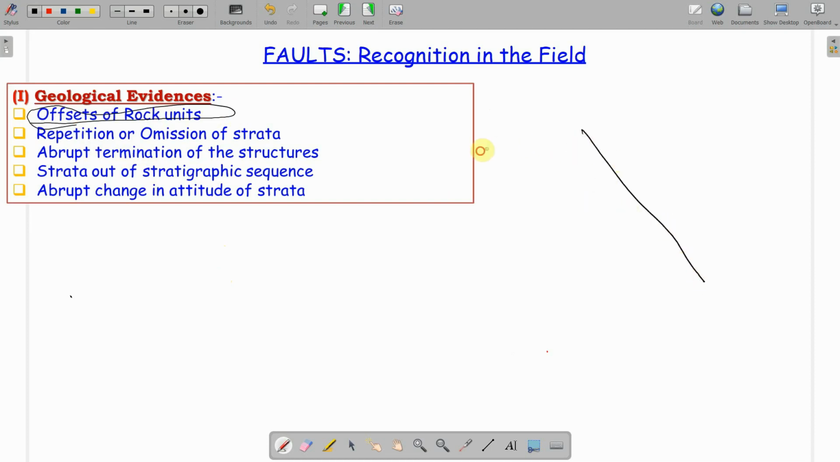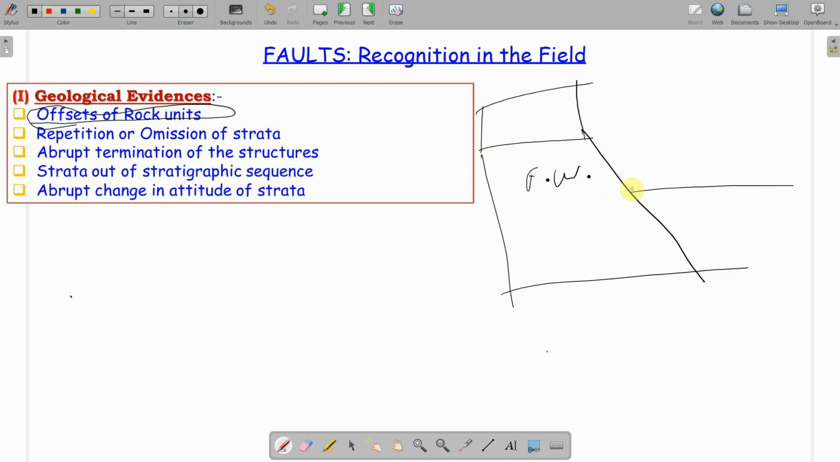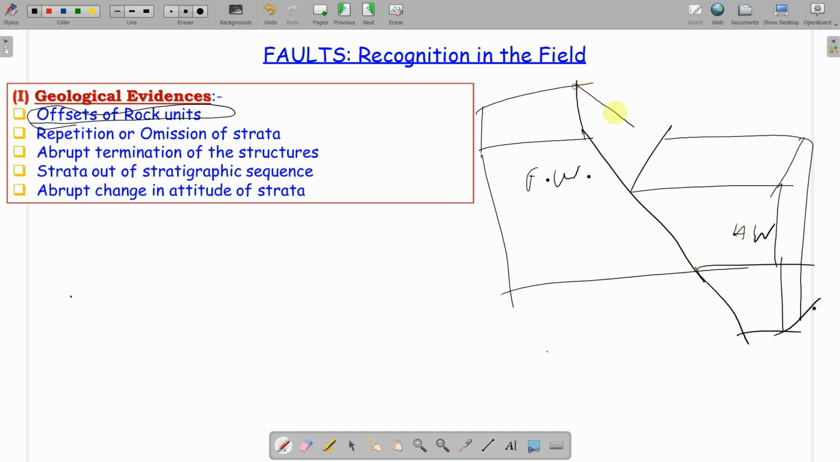This is the fault plane. That's the footwall, and this is our hanging wall. If I draw it in 3D, you can understand. Or it's like this. So this is the hanging wall, this is the footwall, and this is our fault plane. Now offset means this point and this point were initially intact. This block has an offset of this amount, meaning the distance between the previously intact points. So after faulting there will be a displacement.